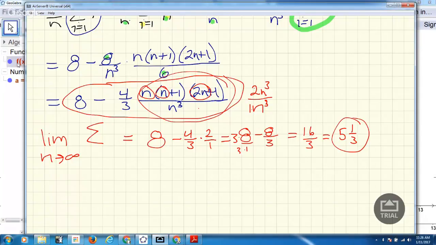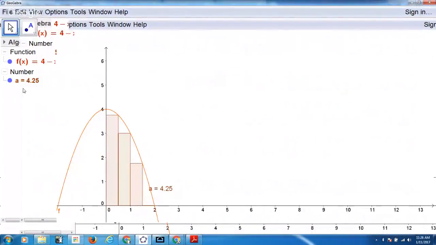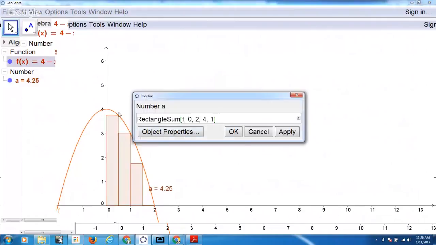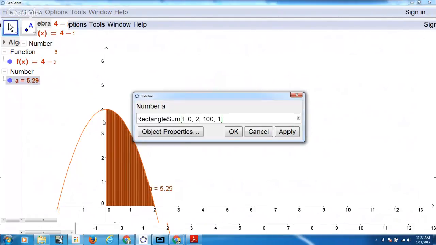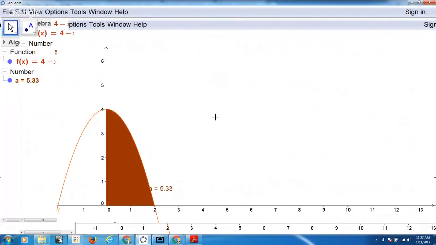So let's go check with some computer algebra systems to figure that out. I could do that in a couple of different ways. I could go over here to this rectangle sum and say, hey, give me 100 rectangles. And with 100 rectangles, I get 5.29. Cool, that's getting closer to what I believe, 5 1/3, is the right answer. I wonder if GeoGebra can handle 1,000 rectangles. This might crash my computer. Let's see. Oh, 5.33. That's pretty cool.